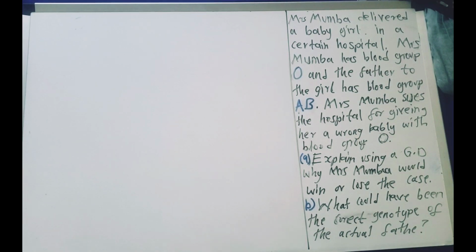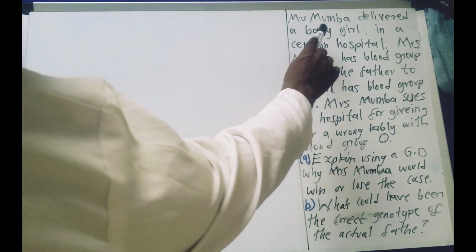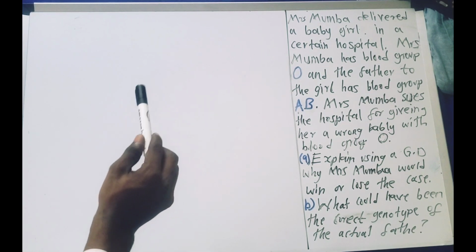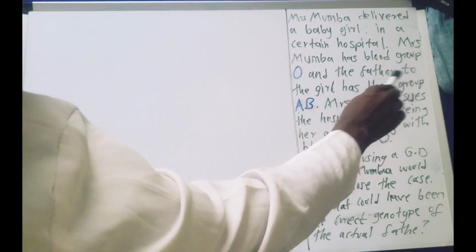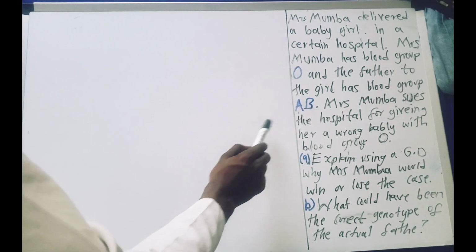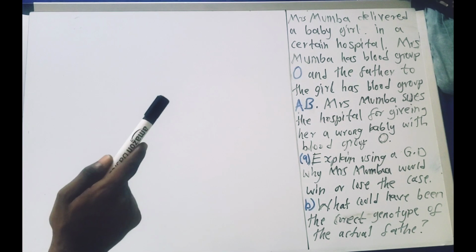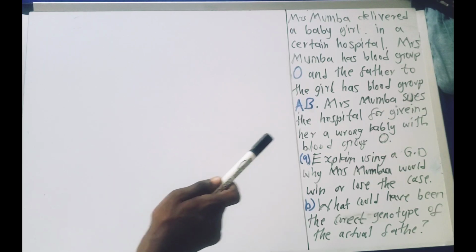So today, let's look at this question from genetics. This is 2017, paper 2, ECZ biology. Our question reads: Mrs. Mumba delivered a baby girl in a certain hospital. Mrs. Mumba has blood group O, and the father of the girl has blood group AB. Mrs. Mumba sues the hospital for giving her a wrong baby with blood group O.